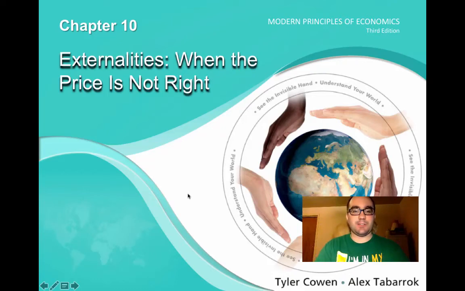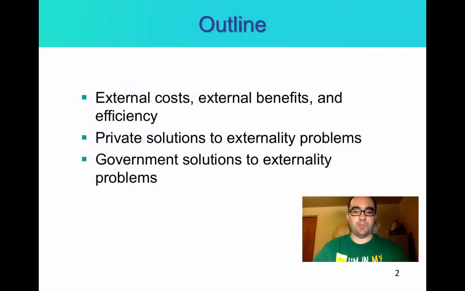Chapter 10, Externalities, when the price is not right. You can think of Happy Gilmore when you think of that. So we're going to cover external costs, external benefits, and efficiency, private solutions to the externality problem, and government solutions to the externality problem.